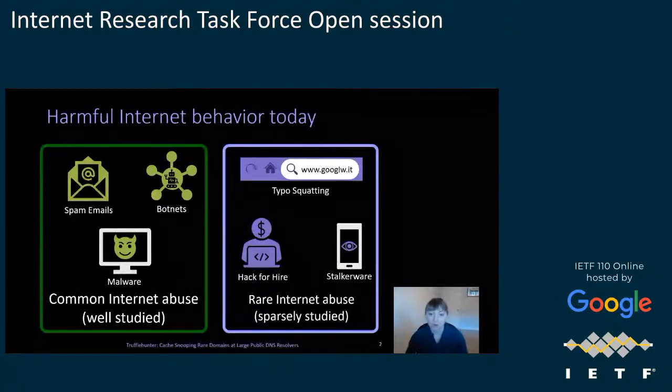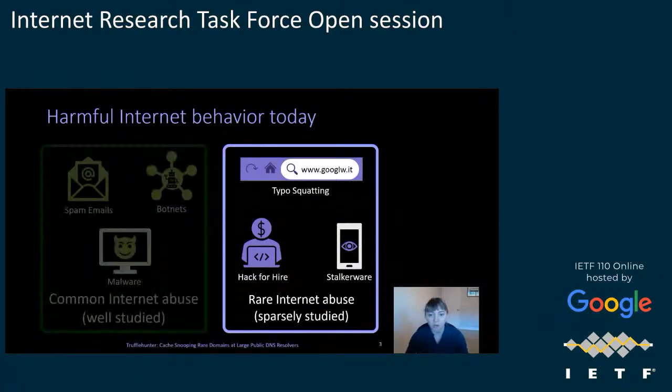But there's another type of abuse which is much harder to find because of its rarity, and that includes things like typo squatting, hack-for-hire services, stalkerware services, where we really don't know how many people are affected by it because it's hard to find in the wild for whatever reason. So that's the type of abuse that we are really interested in studying.